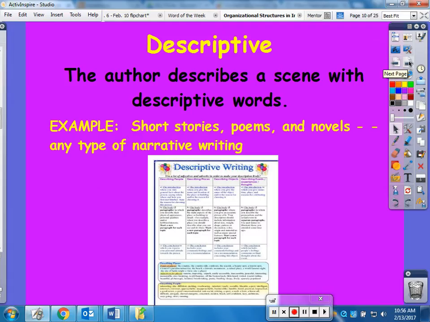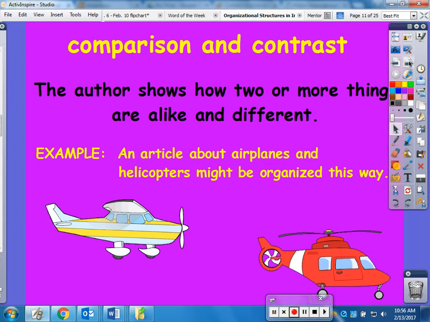Descriptive is when the author describes a scene with descriptive words. You will see descriptive all throughout any novels or short stories or poems that you're reading. But just in Chasing Lincoln's Killer, which is nonfiction, we have several paragraphs that are written descriptively. Next we have comparison and contrast.